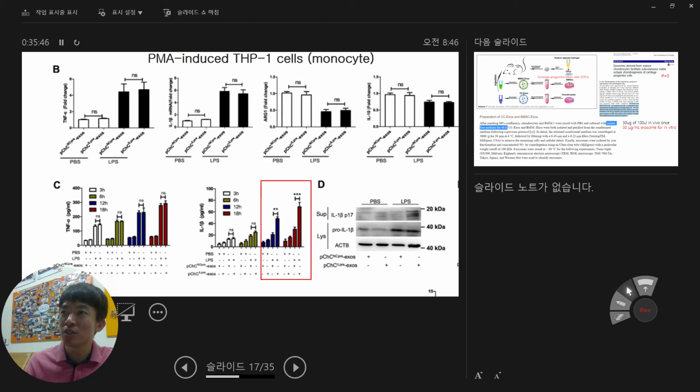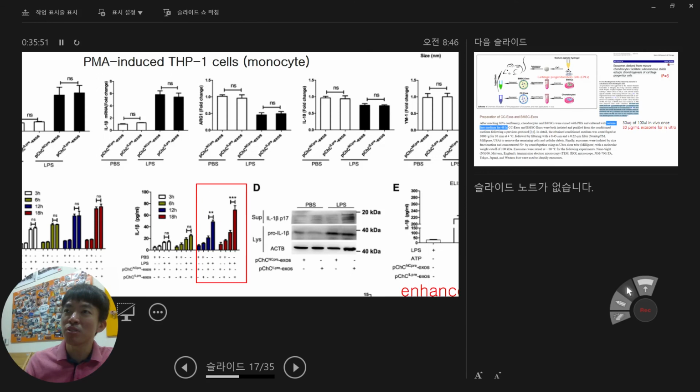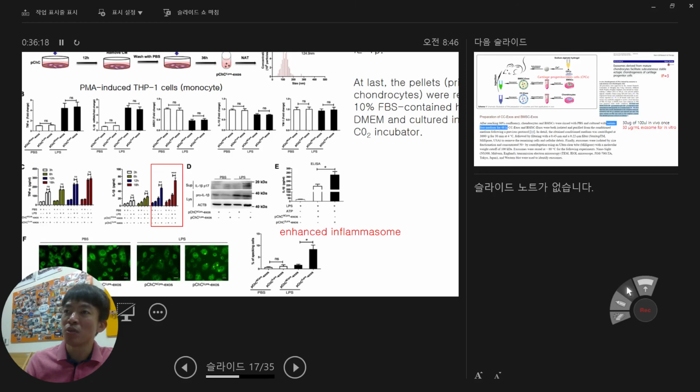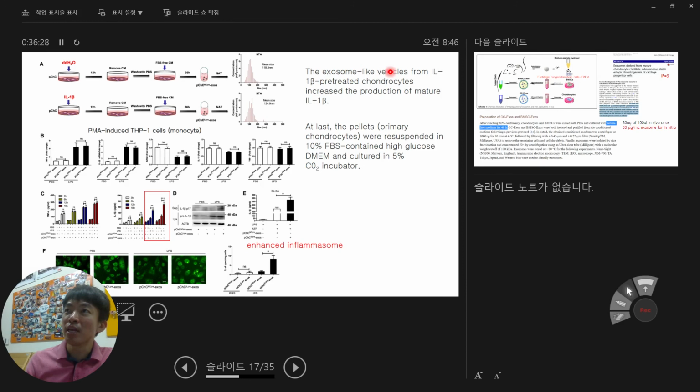And then they found that in the supernatant and lysate under LPS condition, this IL-1 beta exosome has more IL-1 beta and then pro-IL-1 beta as well. So this is their ELISA. They find that under LPS, the IL-1 beta activated exosome has more. And then they check enhanced inflammasome in this IL-1 beta stimulated exosome from the chondrocyte to macrophage. So they found that exosome-like vesicles from IL-1 beta treated chondrocytes increased production of the mature IL-1 beta.